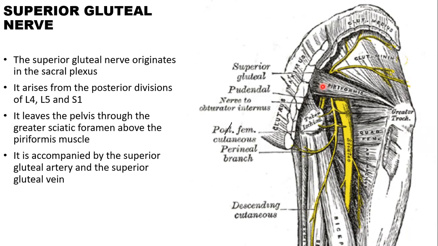This nerve is accompanied by the superior gluteal artery and the superior gluteal vein. Basically, this nerve is going to innervate the gluteus medius, which has been cut off. It is going to innervate the gluteus minimus, and it is also going to innervate the tensor fascia lata.